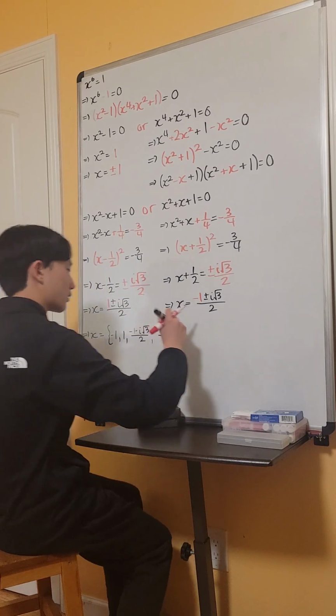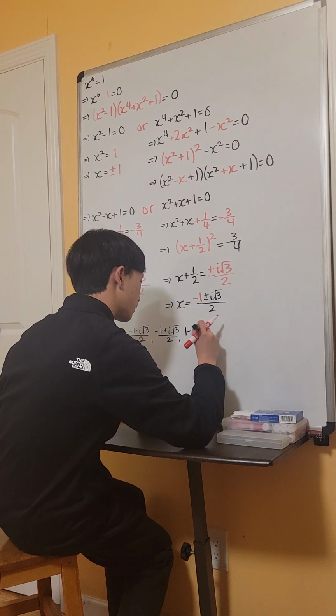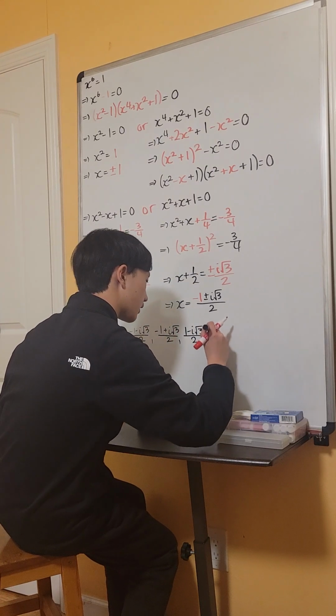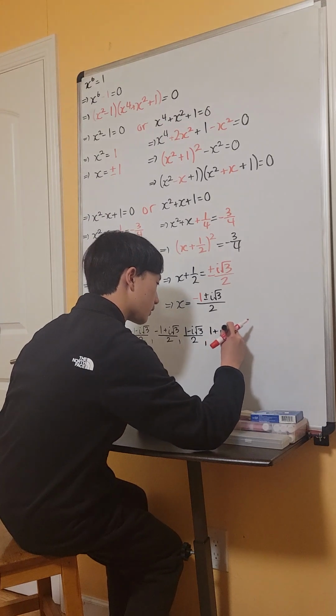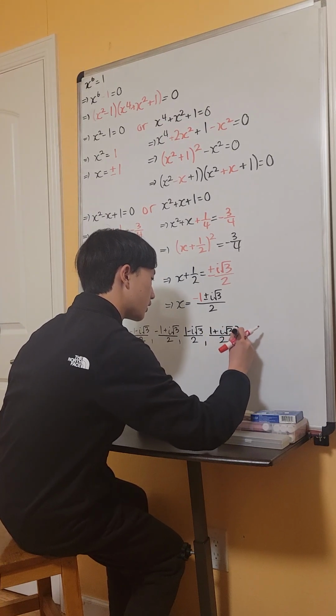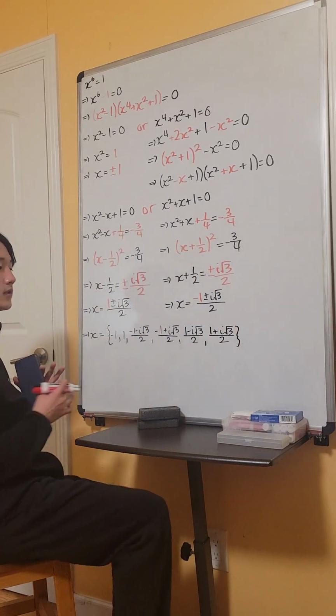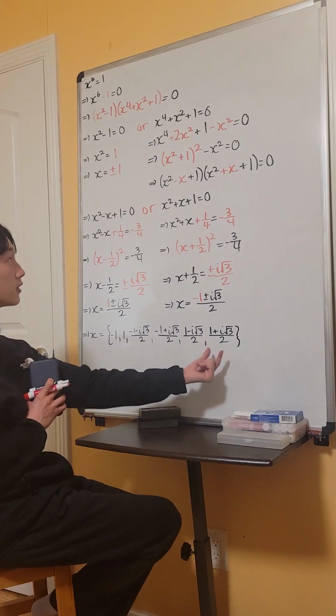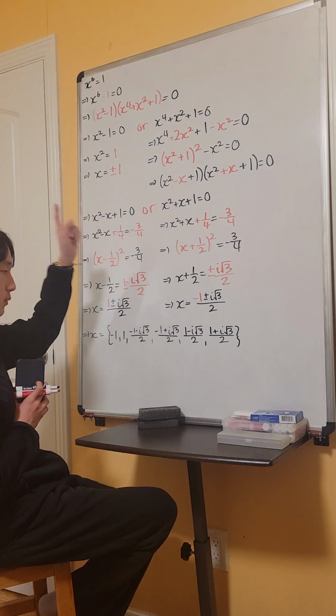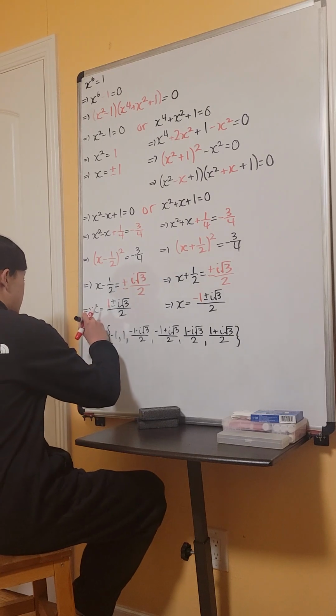Then we have this one. Let's write 1 minus i root 3 over 2. And then 1 plus i root 3 over 2. These are the 6 roots of unity. Raise any of these to the 6th power is going to return you 1. Yeah. So that's it for this one.